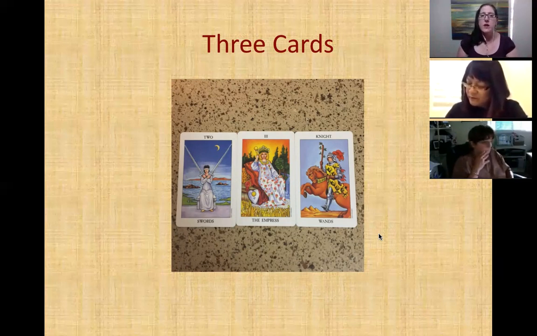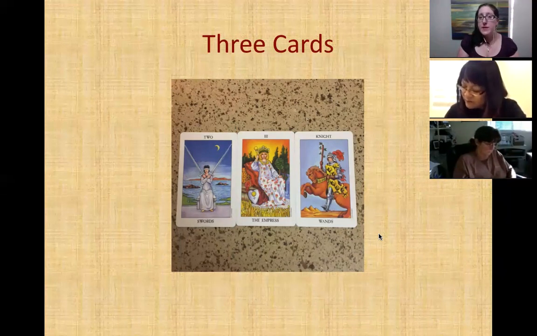The traditional is past, starting with the left, then the middle one is the present, and then the one at the right is the future. So that is a very traditional. Almost every person that does the 3 card spread does it that way.